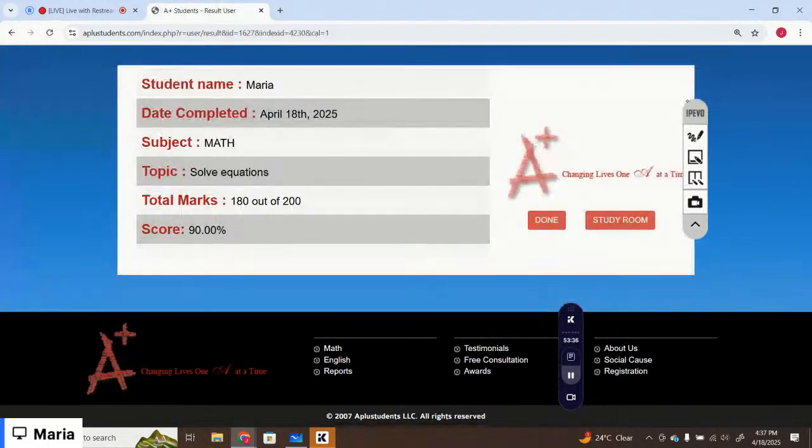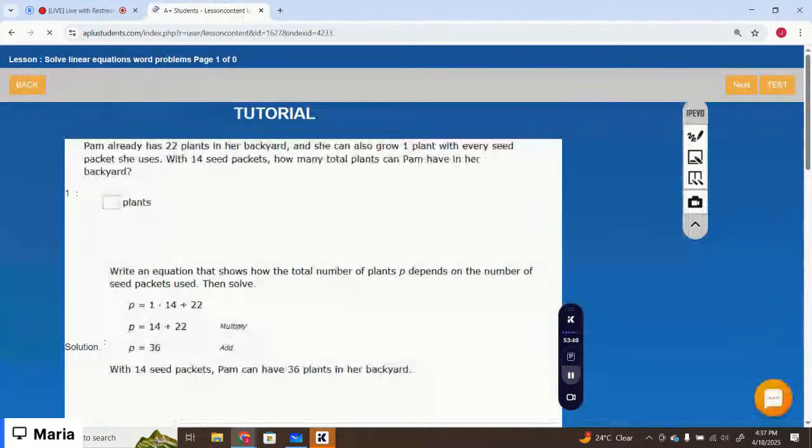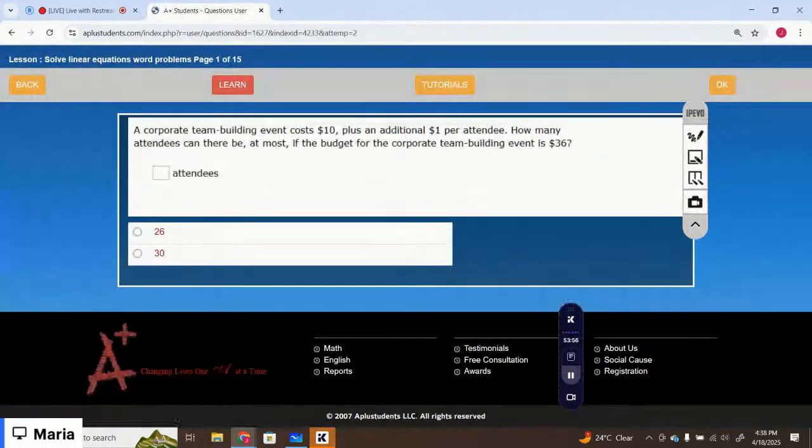The next lesson is solve linear equation word problems. So let's just start with the word problems. I'm going to start with the test questions. Okay, a corporate team building event costs $10 plus an additional $1 per attendee. How many attendees can there be at most if the budget for the corporate team building is $36?